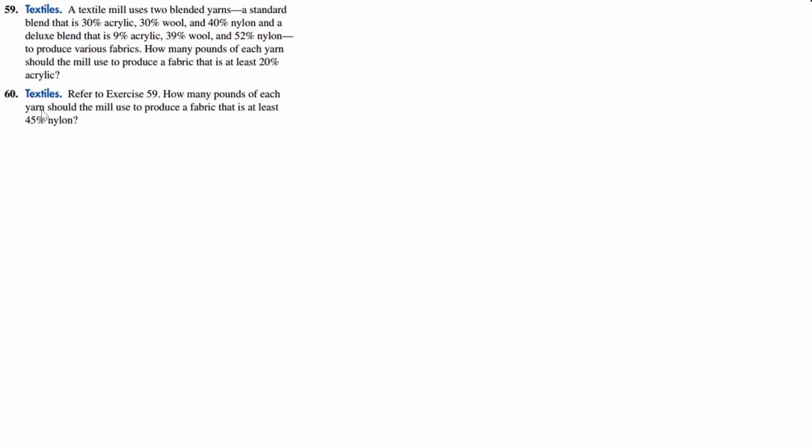So that's going to be kind of our key. So this piece up here, we're not worried about that because we're really worried about this part. All right, so it has to be at least 45% for the new one. So if we write that out, our new fabric has to be greater than or equal to 45% nylon.